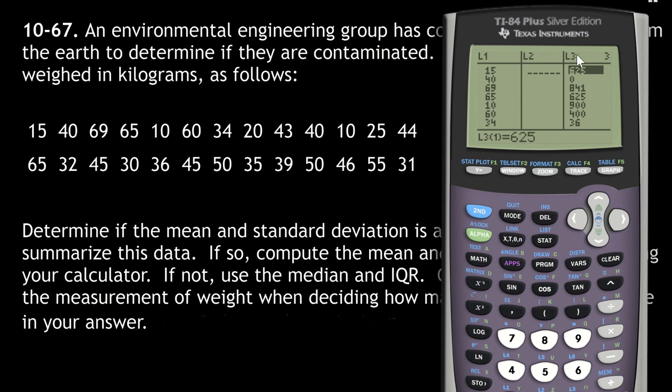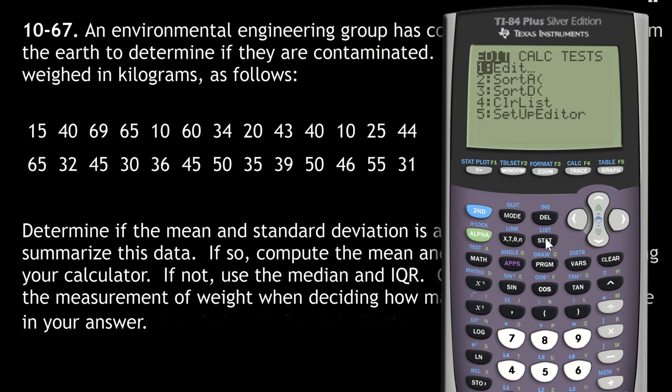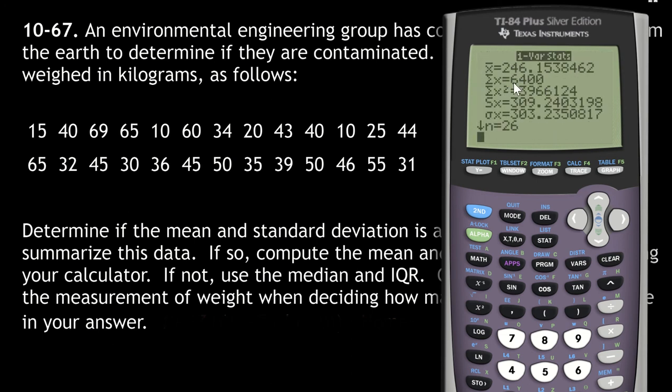So I need to find the mean of this. I need to find the mean of list 3. To find the mean of this list, it's stats calc, and I'm going to do one variable stats on list 3. There we go. And I get that the mean of that data set is 246.1538, etc.